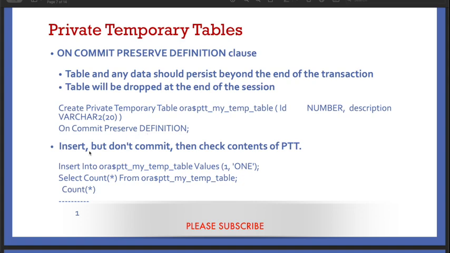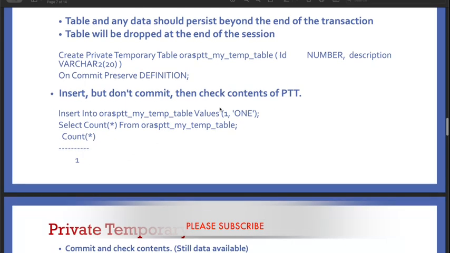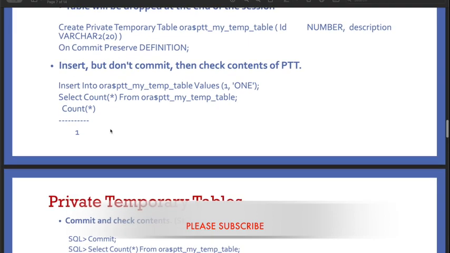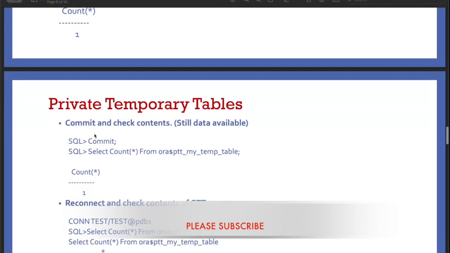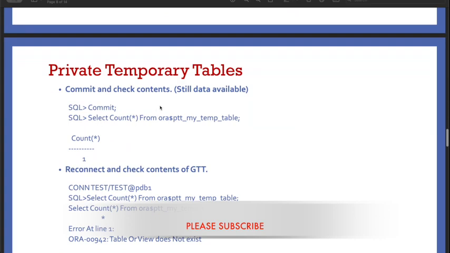Okay, so now we are inserting and we are not committing and check contents of private temporary table. It is showing 1. Now we commit and check again the contents of the data. After running commit command, we select count again. It is showing still 1. Means now we created with preserve definition, so it is showing data after commit as well.